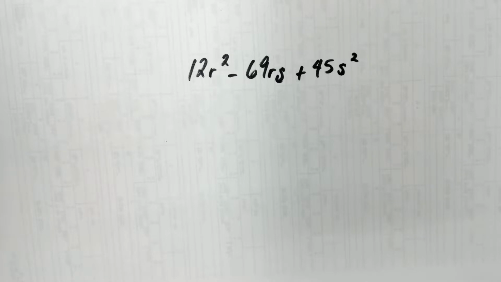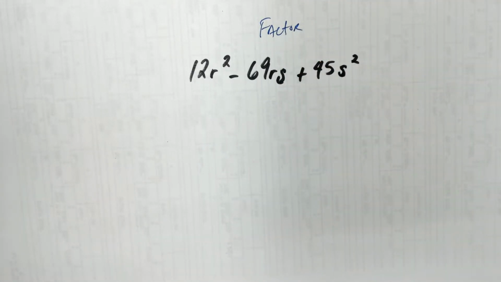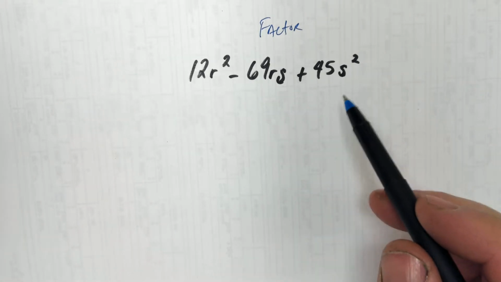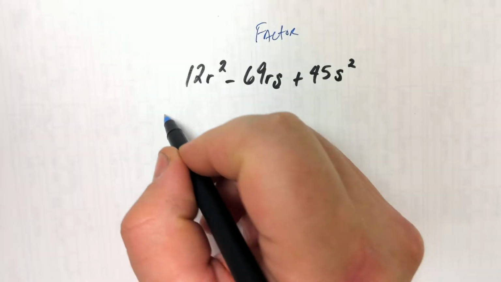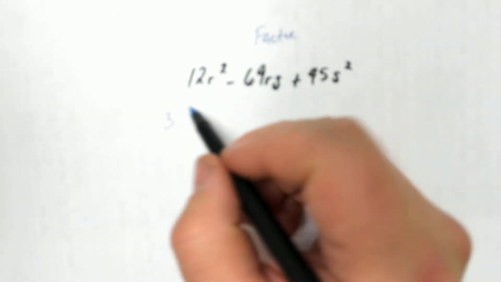Okay. Now there's a couple things that, well, look, we have to factor this. The first thing you want to do, Edgar, is see if there's a common factor you can take out. Is there something that goes into all of the numbers that you can take out? 3. So let's take a 3 out.